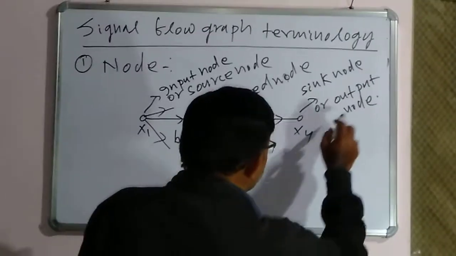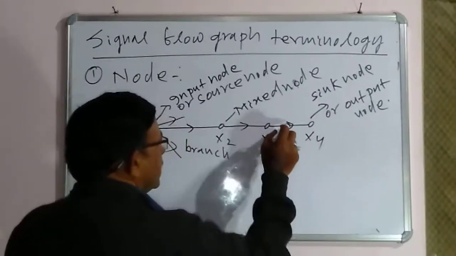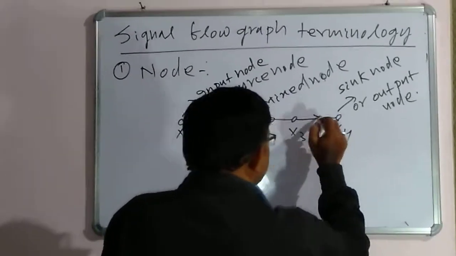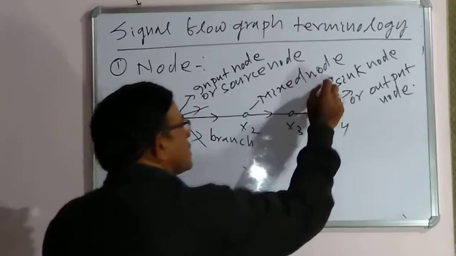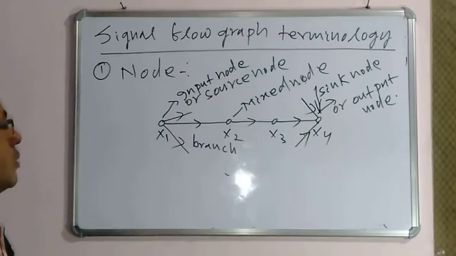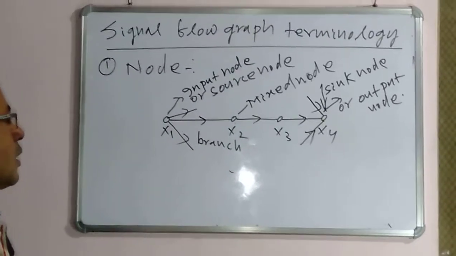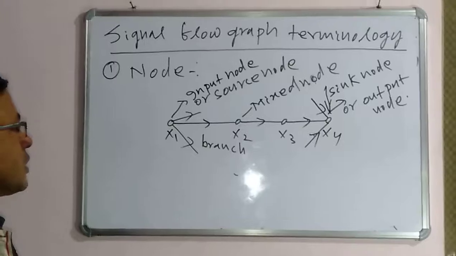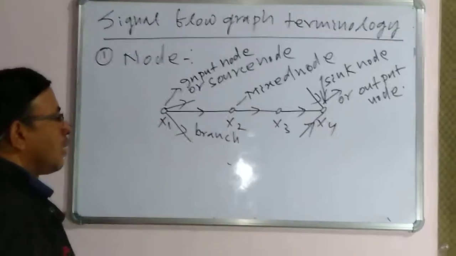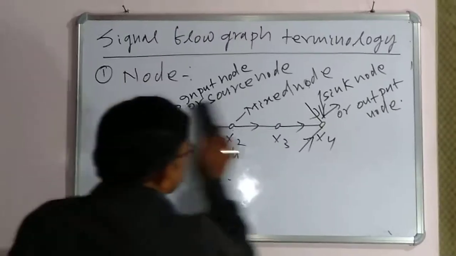Similarly, in the case of a sink node or output node, there are no outgoing branches, only incoming branches. This is one incoming branch, this is another, and we can connect a number of incoming branches, but there are no outgoing branches, therefore it is called an output node or sink node. And the node where both incoming and outgoing branches are there is called a mixed node.